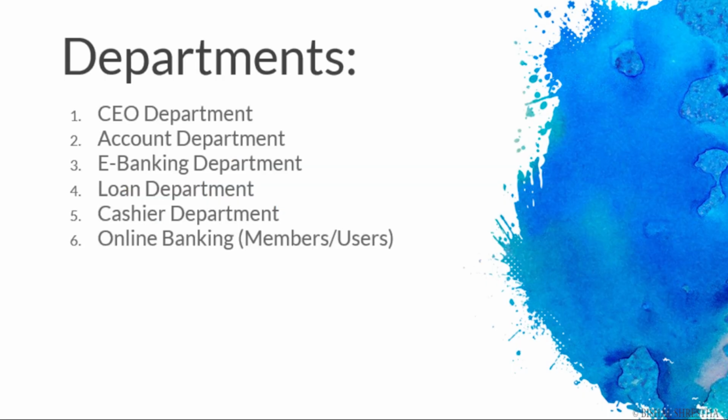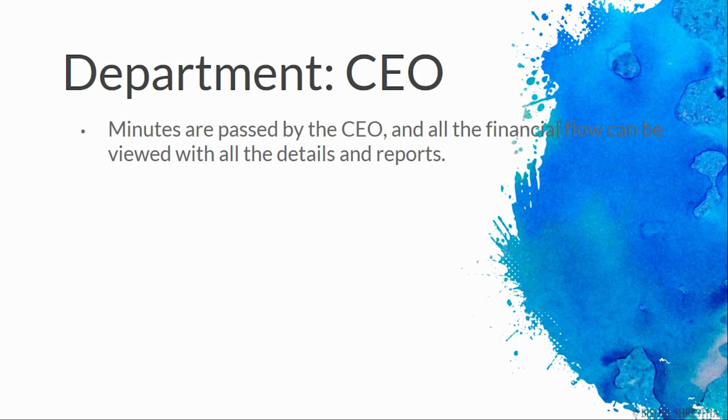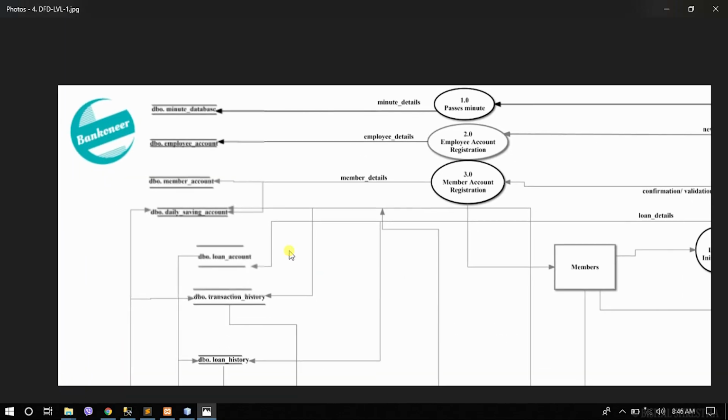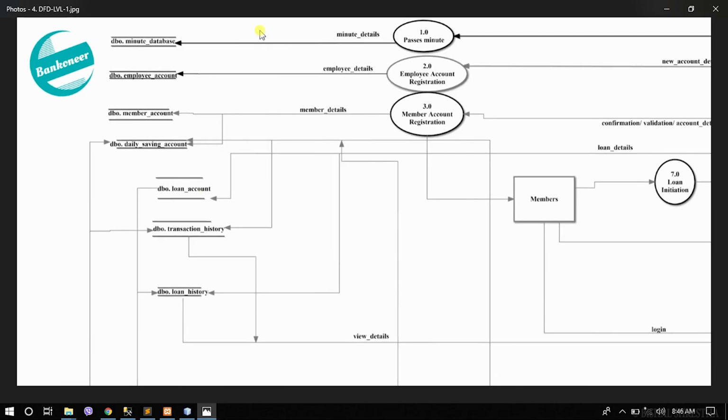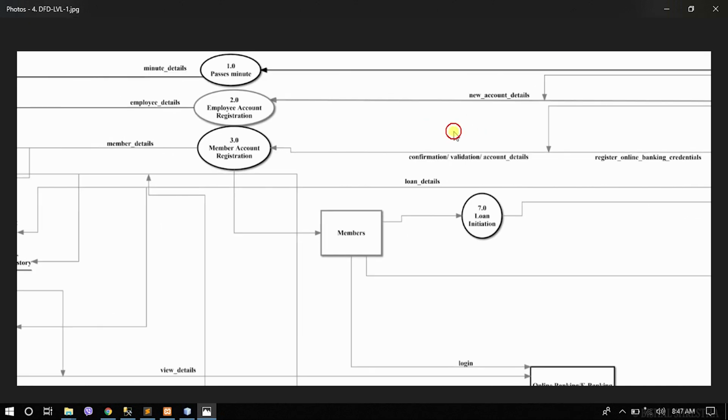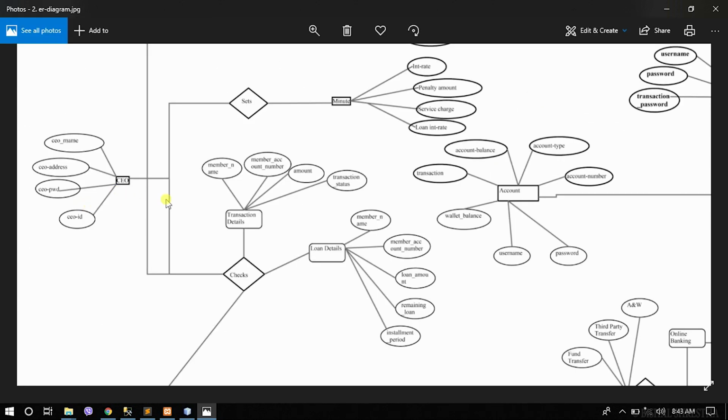departments. The application of the project can be mainly categorized on the basis of the following points with the respective department. So we have created 6 departments in total. In the system software for desktop workstation, there are 5 departments as mentioned, and online banking for members is also counted as one department. CEO department. Minutes are passed by CEO, and all the financial flow can be viewed with the details and reports.